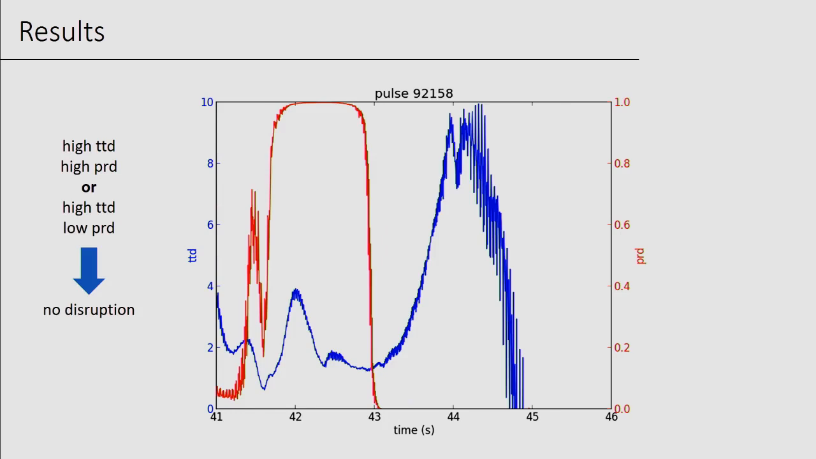Again, a true negative, but here we were very lucky. Probability hits the ceiling, okay, hits 1. Probability hits 1, but the time to disruption is still rather high. Of course, here something happened there. The network thinks it's going to disrupt, but at that point, the probability is also low. So we take no action, okay? Here, the probability is 0, and the time to disruption is very high. No reason to worry.